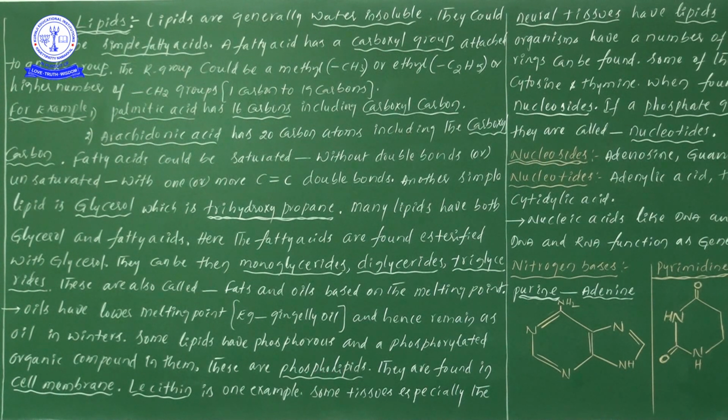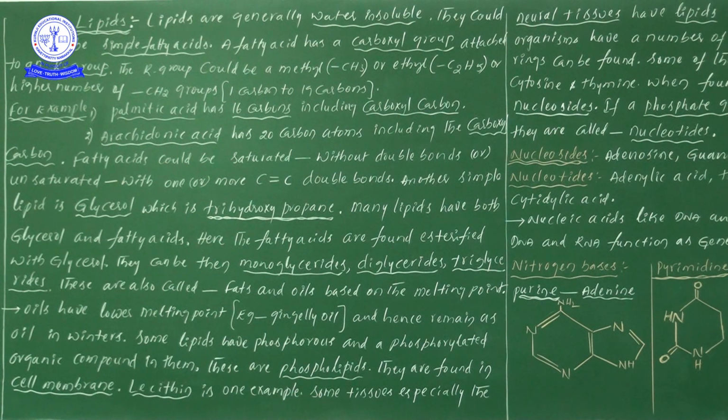I should not say every time that something is important from the NEET examination point of view, but here I definitely have to mention: lecithin is the best example of phospholipids. Generally, phospholipids help in the formation of the cell membrane. Next one, some tissues, especially. So up to here, that is the information regarding lipids.